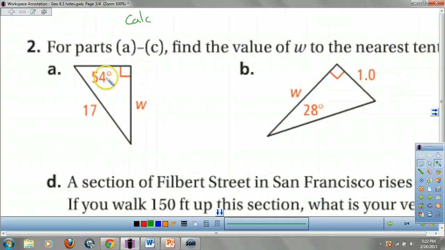For these ones, we want to find the value of W. You see this angle here? We know it's 54 degrees. Let's think about what these sides are compared to it using our trig. This W is opposite your 54. It's not touching it. And the 17 is the hypotenuse. You know that because that's our longest side, opposite the 90-degree angle. So which one of our trig functions uses an O and an H? Well, let me think about it. SOHCAHTOA.